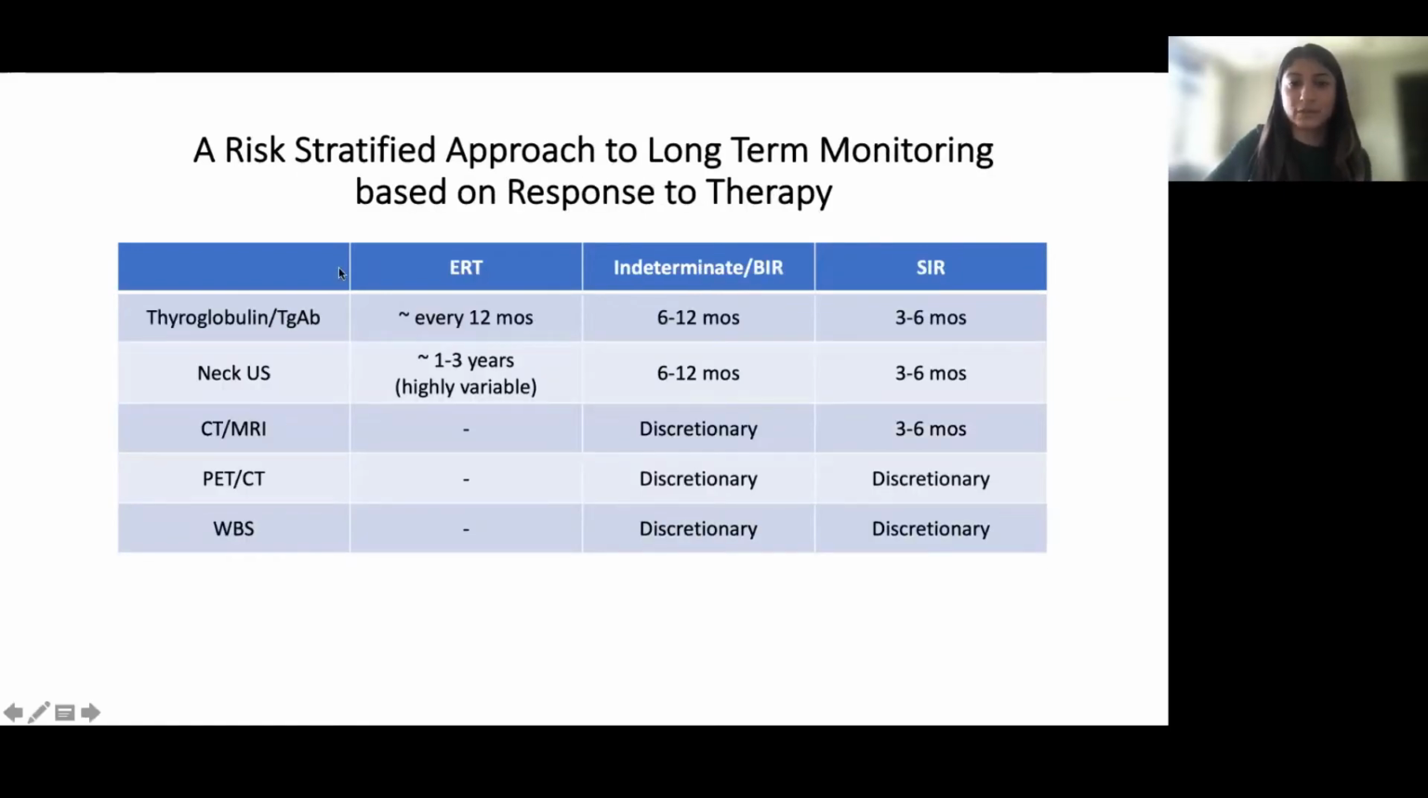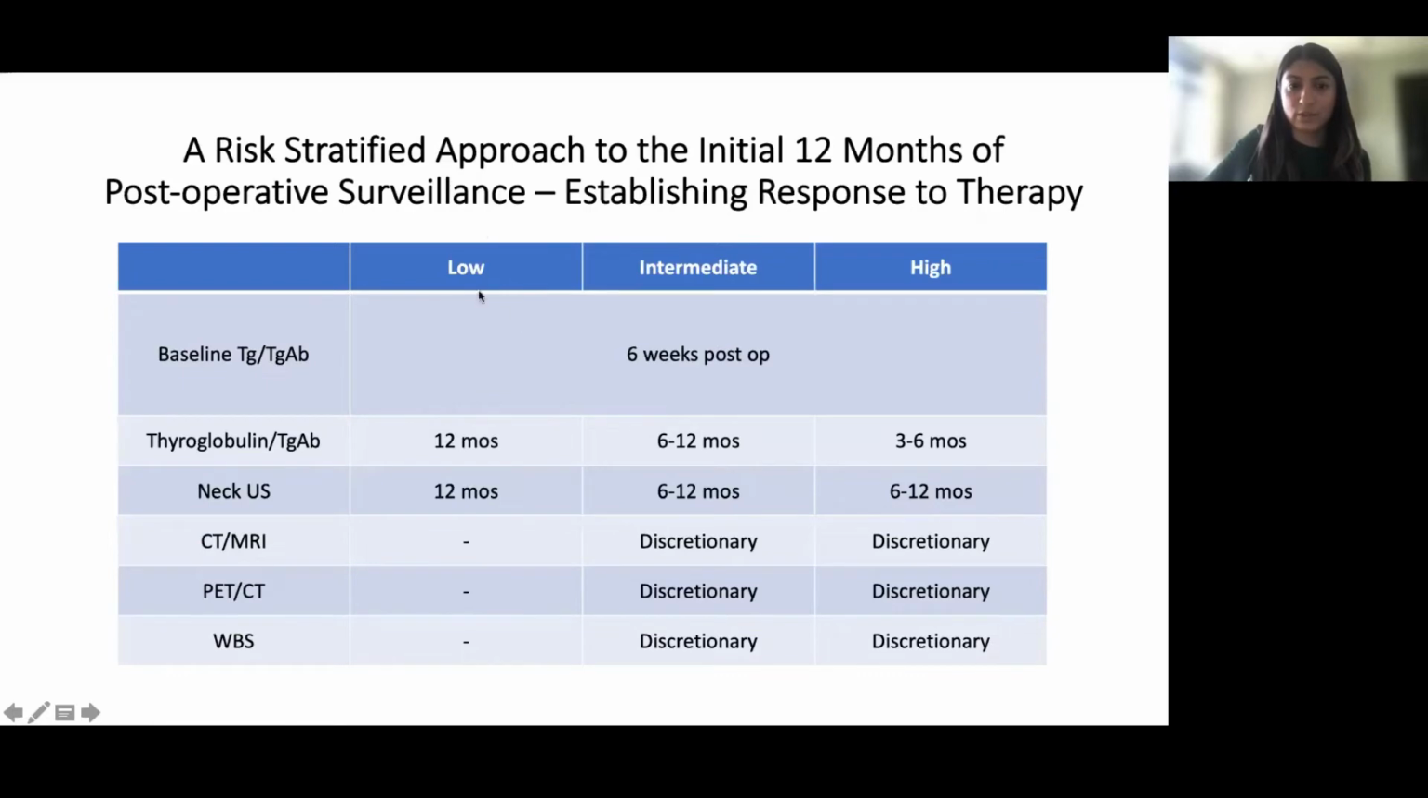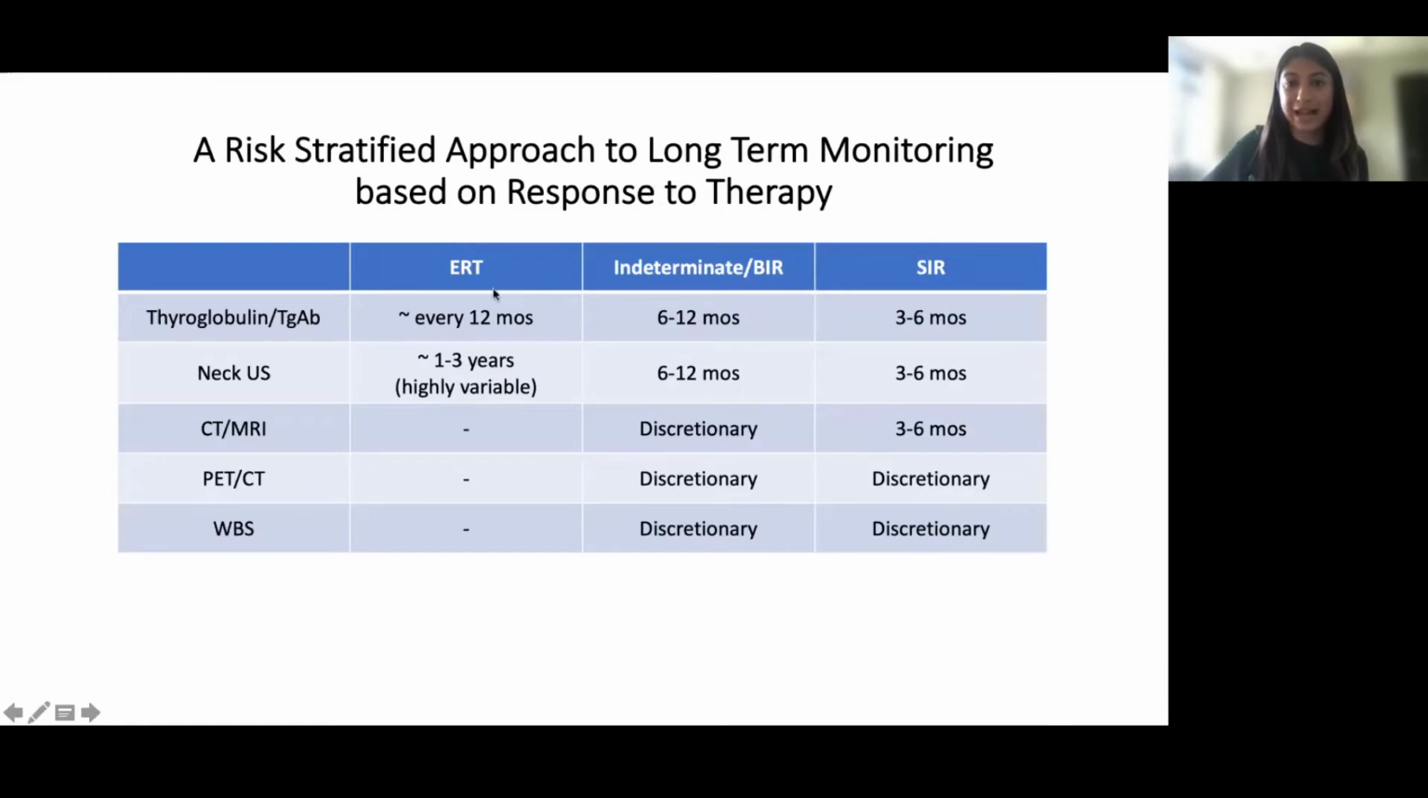So then what's different in this slide is, the previous slide, we were talking about your initial risk, low, intermediate, or high. And in this slide, I'm saying, well, now that we have a response to therapy, how are things going? What is the status of your thyroid cancer? Now we can define patients as having an excellent response to therapy, an indeterminate or biochemical incomplete, which means that the thyroglobulin is up, but your imaging looks normal, or a structural incomplete, which means the imaging has found something.